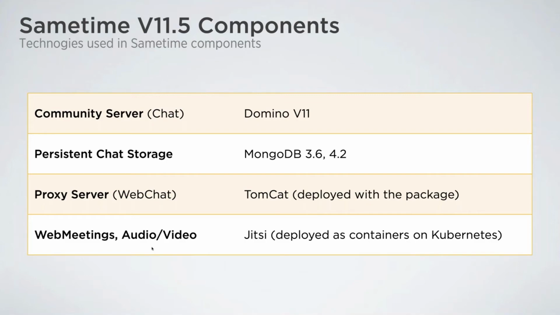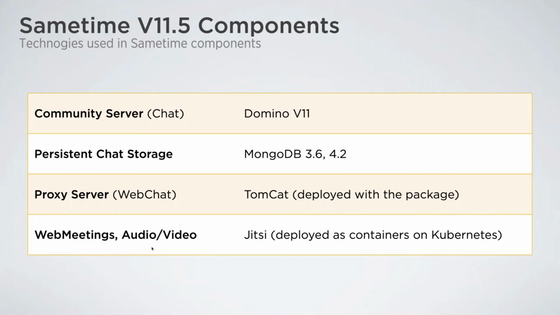And in this case, it needs to be Domino version 11. If you still have Domino 9 or 10, do not be worried. Usually Sametime is deployed on dedicated server. So you deploy a standalone Domino server and run Sametime on it.